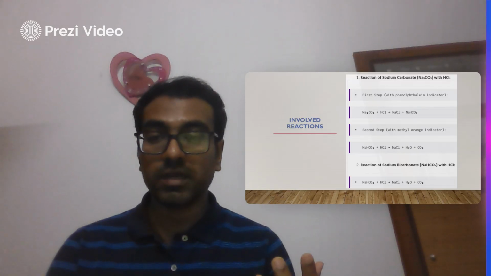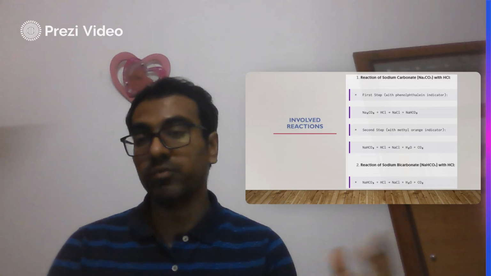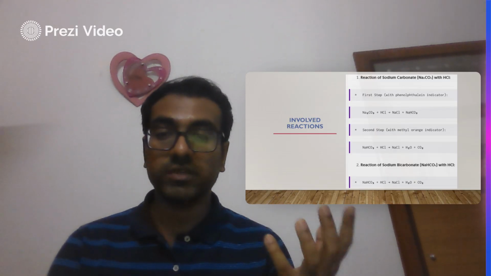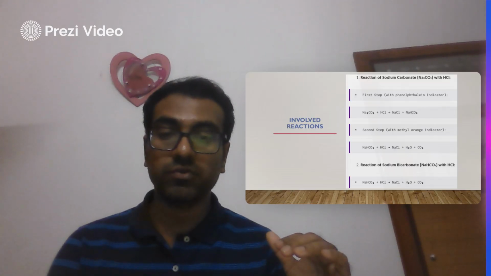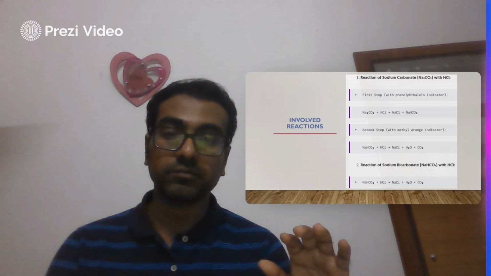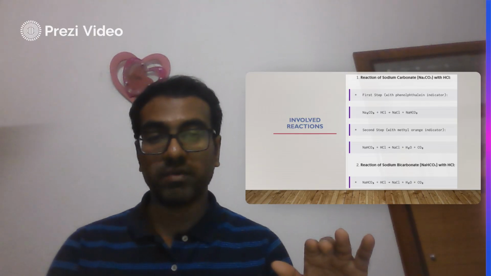What is the color change at the end point? Most of us know this. In the acid medium, phenolphthalein would obviously be colorless, and as soon as we get to the neutralization point, the color would change to pink. The first step is done and dusted.